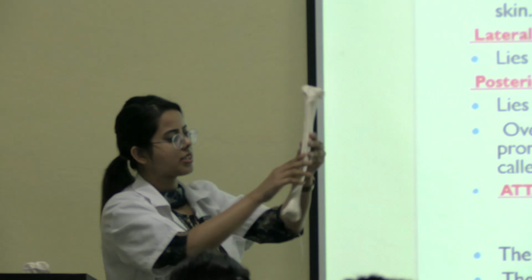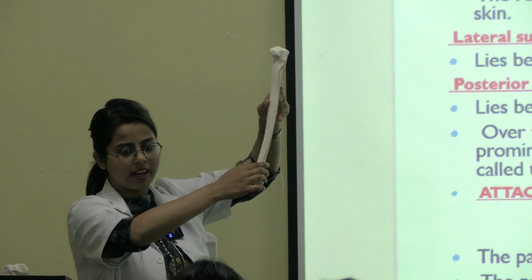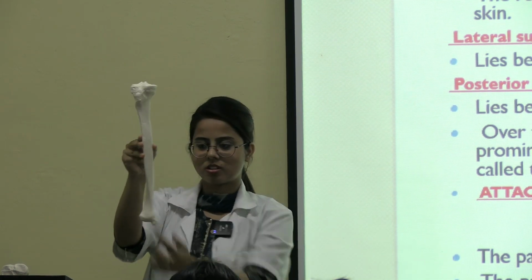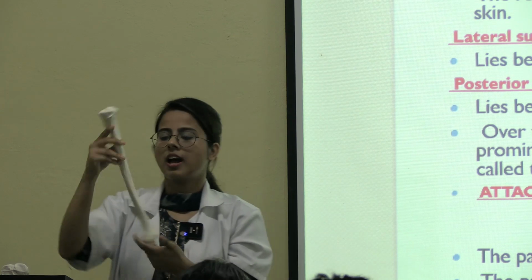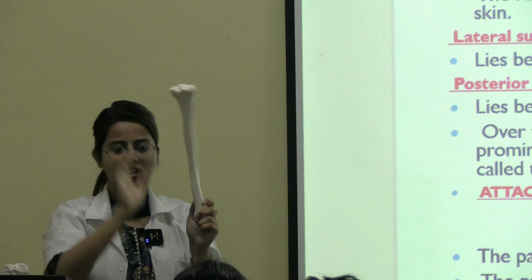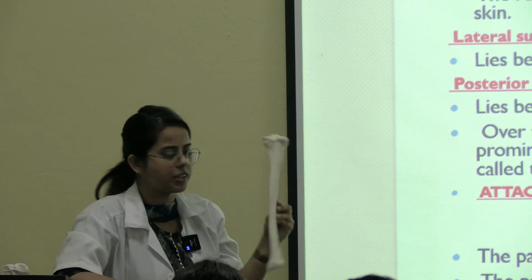Clear? Lateral surface is present between anterior and lateral border. The bone is like this. So this is the anterior border and lateral border. Okay? And now this is the posterior surface. So posterior surface, yes, medial and lateral. So posterior surface is very important.